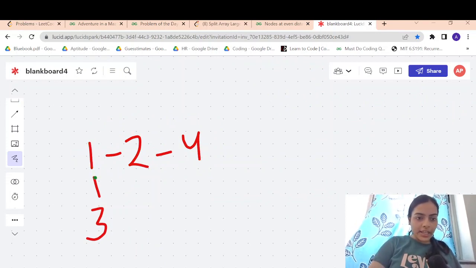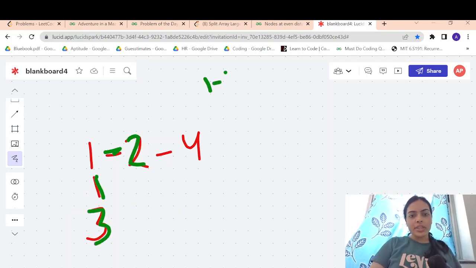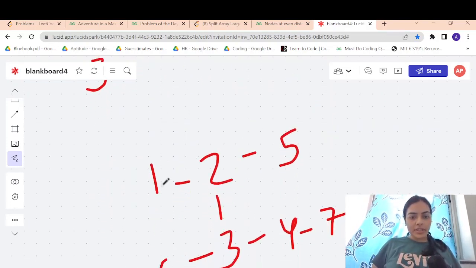Okay, there is another example. If you see node 2 and node 3, you can see that there are two edges in between them. So in this problem there are two answers for this particular example: 1, 4 and 2, 3. Okay, now let's try to take some other example.